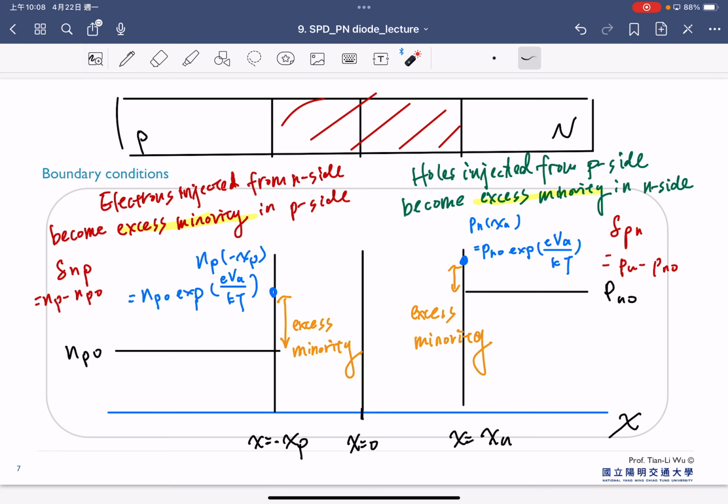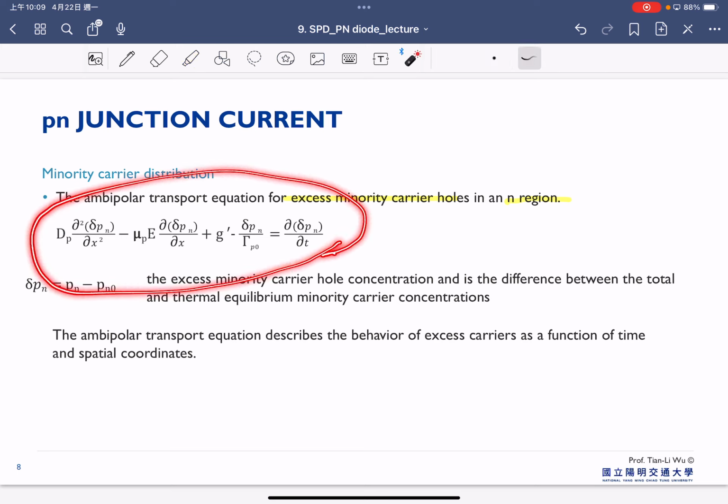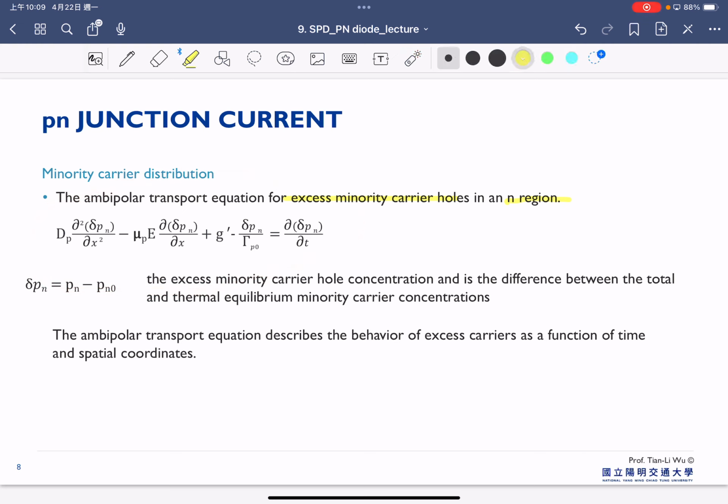Now we try to apply some of the equations that we already know. First of all, this is the ambipolar transport equation for excess minority carrier holes in the N region, which can be expressed by this term here. So this is the equation related to space and related to time.